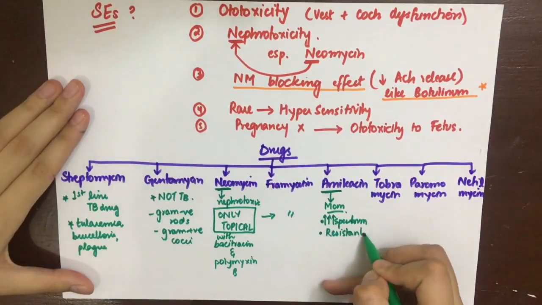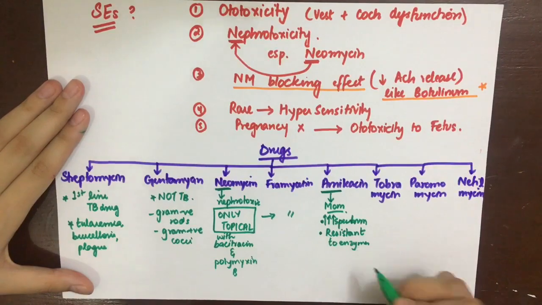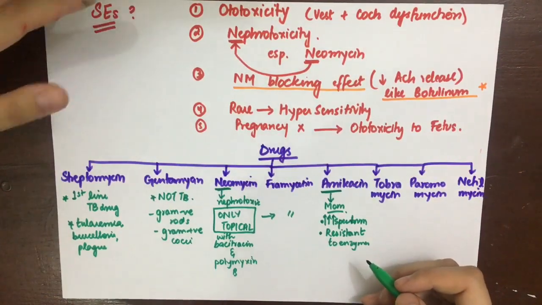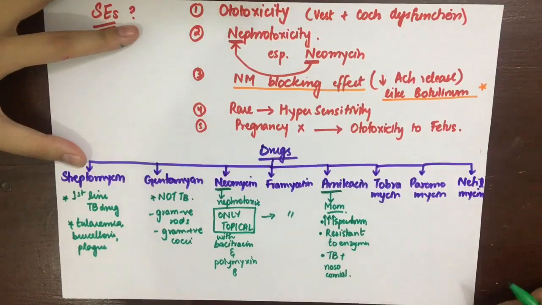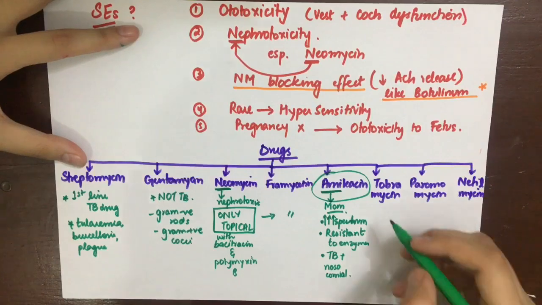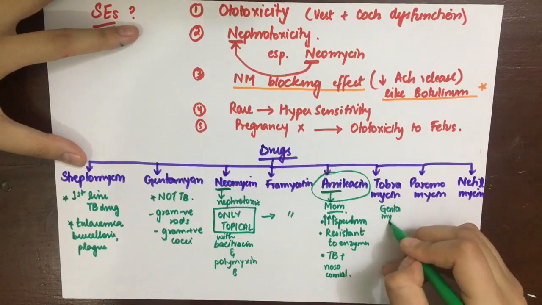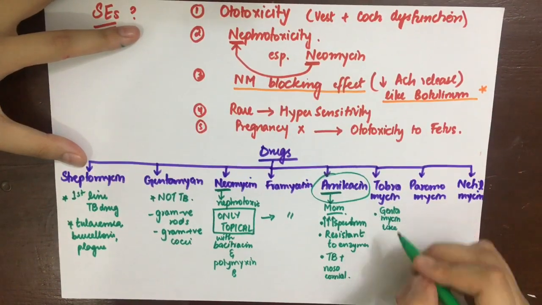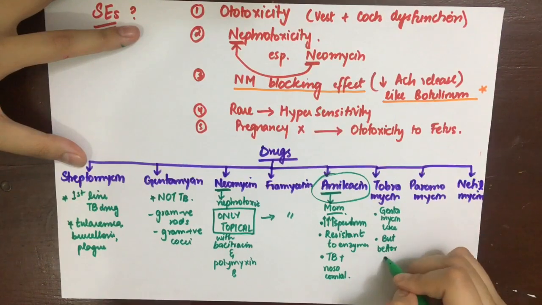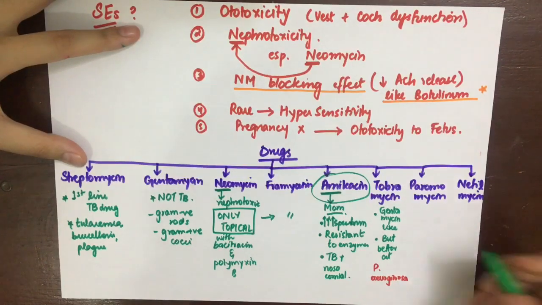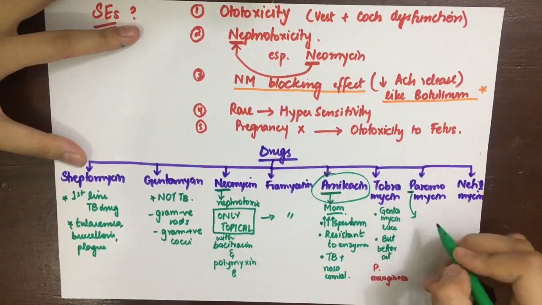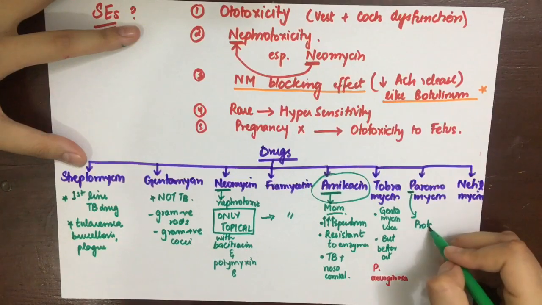For amikacin, I need you to remember that AMI stands for mom, right? So mom has the broadest spectrum of activity among all the aminoglycosides, and it is also resistant to bacterial inactivating enzymes. It is useful for the treatment of tuberculosis and also nosocomial gram-negative infections. Tobramycin is just like gentamicin but is better at Pseudomonas aeruginosa infections.